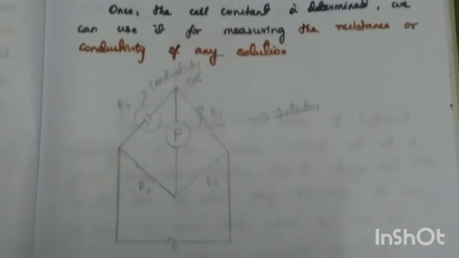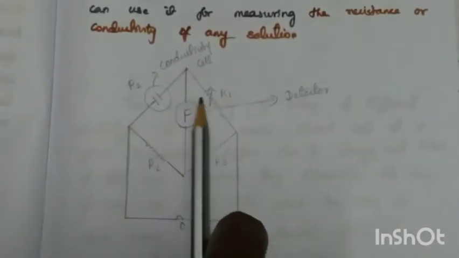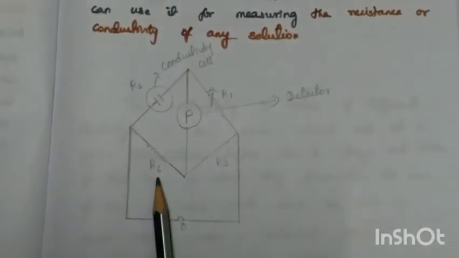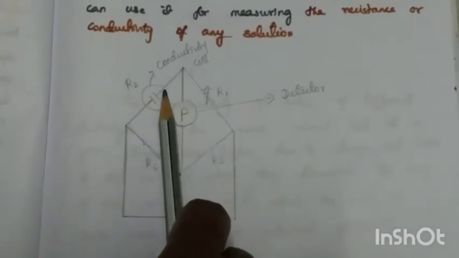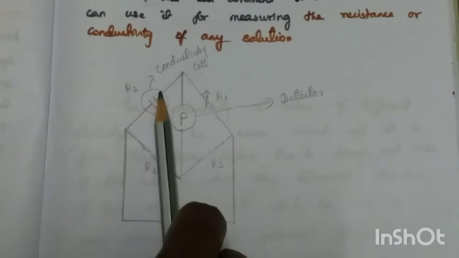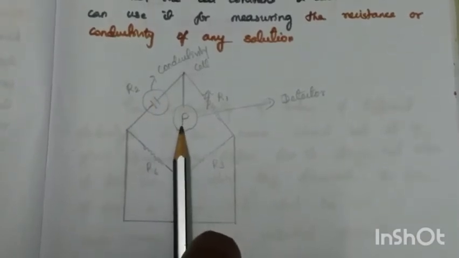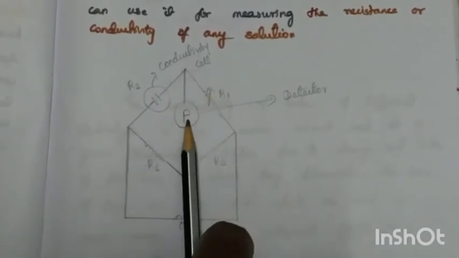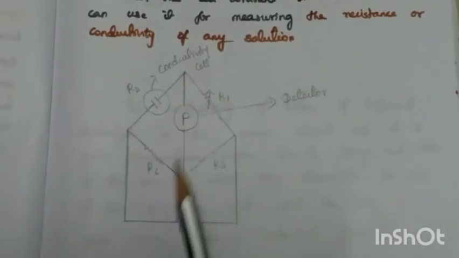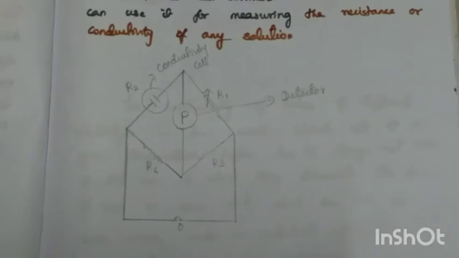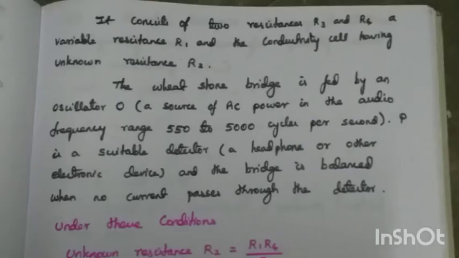Let's consider this diagram, where resistances R1, R2, R3 and R4 are present. Instead of R2, we are taking the conductivity cell, which is used for the determination of conductivity. P is called a detector. From its deflection only, we are able to find the conductance. Using this diagram, we are going to explain now.